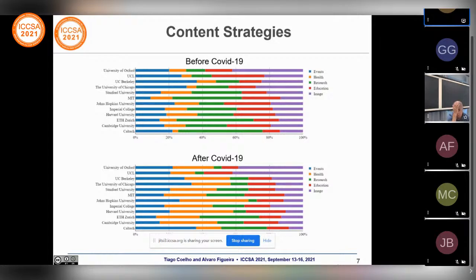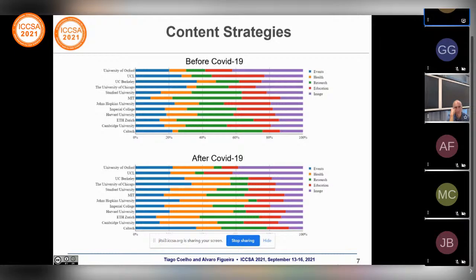After COVID-19, we can clearly see significant changes. Most of all, the sudden takeover of the health topic. Institutions like Berkeley, Stanford, MIT, JHU, Imperial College, Harvard, and Cambridge all changed their previous preferred topic to the health topic. Only Oxford, Chicago, and ETH Zurich maintained the same topic, although with decreased levels of dominance due to the rise of the health topic.